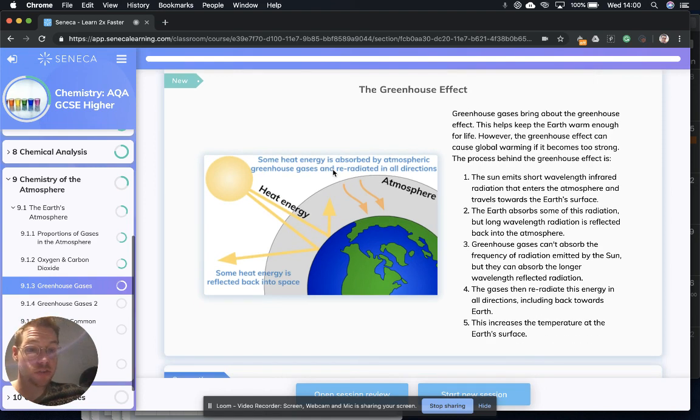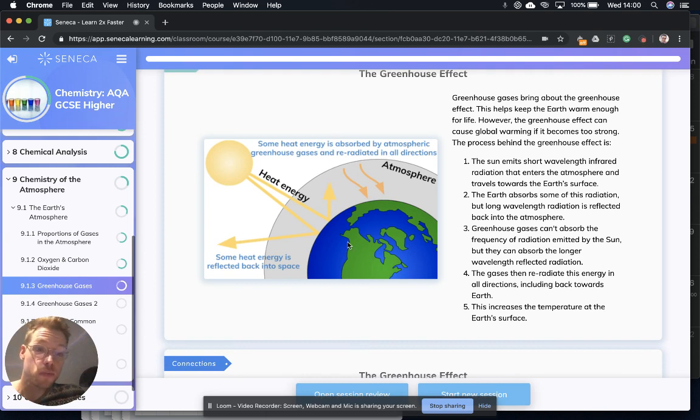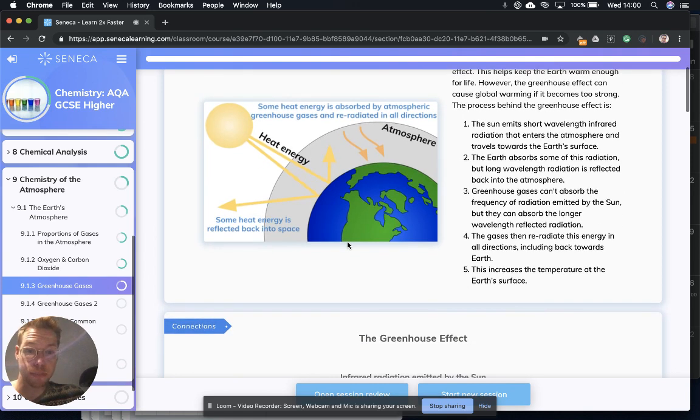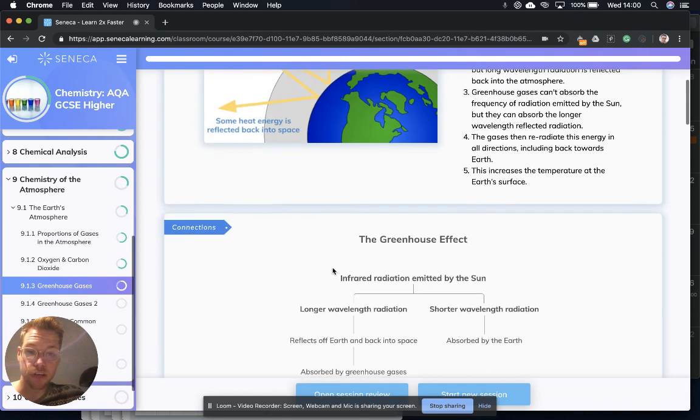The process behind the greenhouse effect is, firstly, the sun emits short wavelength infrared radiation that enters the atmosphere and travels towards the Earth's surface. The Earth absorbs some of this radiation, but long wavelength radiation is reflected back into the atmosphere. So that's long wave, which is reflected back. Greenhouse gases can't absorb the frequency of radiation emitted by the sun, but they can absorb the longer wavelength radiation. The gases then re-radiate this energy in all directions, including back towards the Earth. This increases the temperature of the Earth's surface.